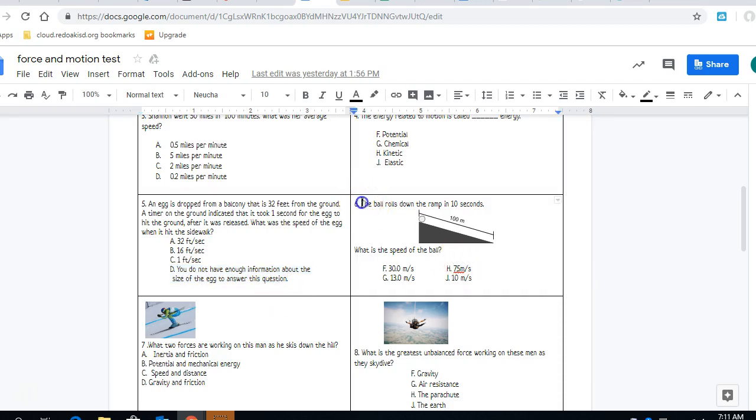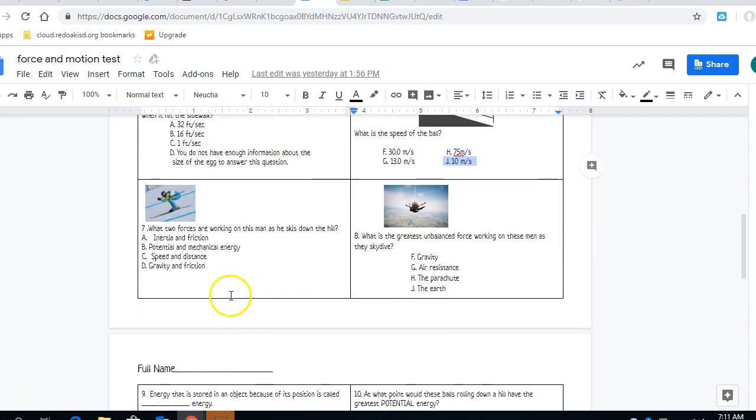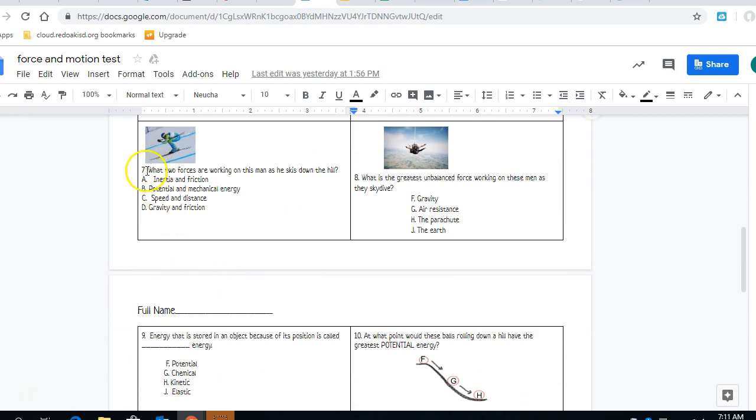Number 6, the ball rolls down the ramp in 10 seconds. What is the speed of the ball? The ramp is 100 meters long. Is it F, 30 meters per second, G, 13 meters per second, H, 75 meters per second, or J, 10 meters per second?